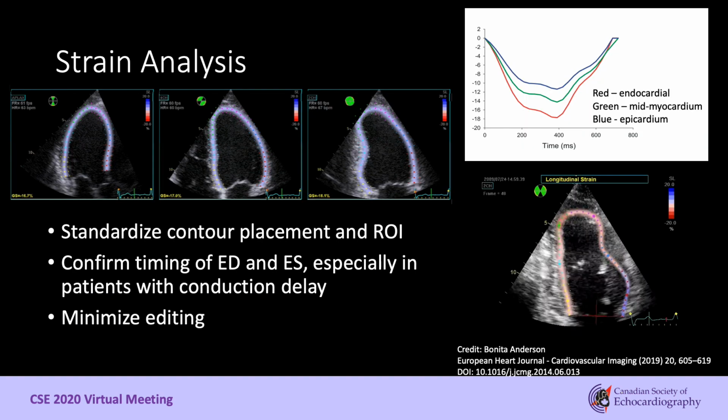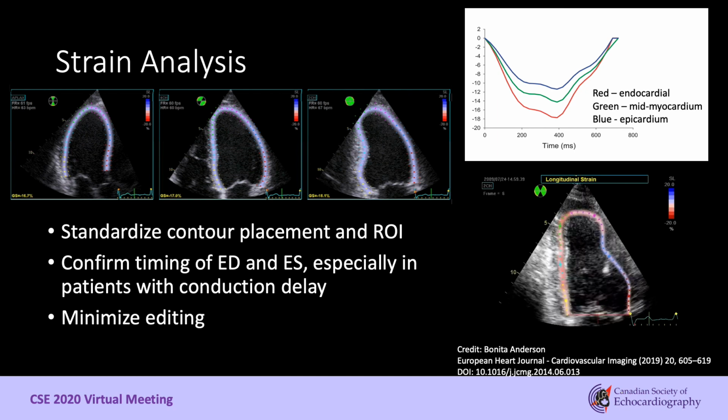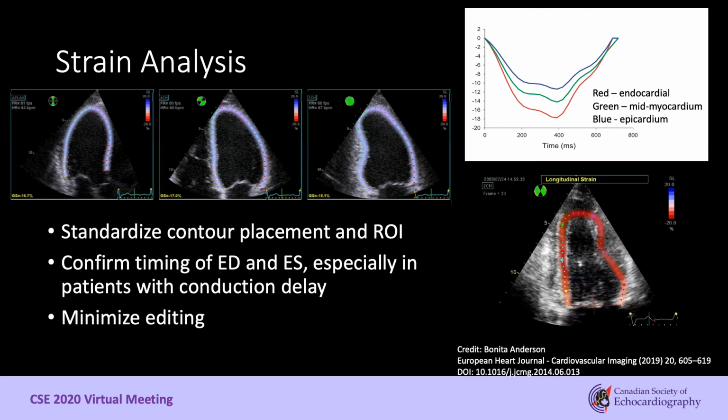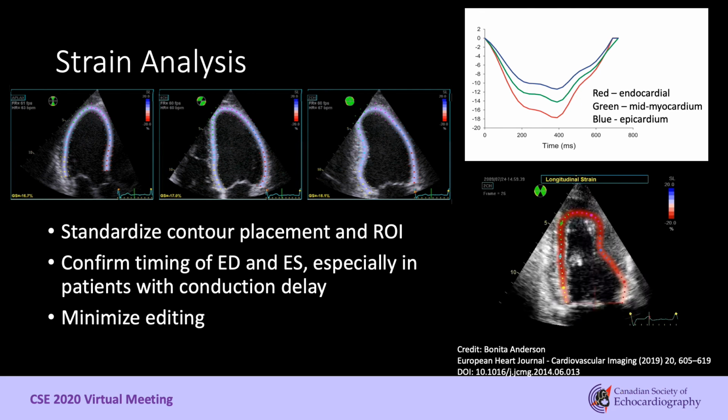Now, when you do the analysis, you actually have to standardize contour placement and region of interest if you want to make sure that you're at the mitral valve leaflet insertion points and you're not in the left atrium. For the basal points of your region of interest, you also want to make sure that you are not tracking the papillary muscle, as you can see on this movie over there. And you want to make sure your region of interest is not too thin, in which case you're getting mainly the longitudinal fibers and you'll overestimate your strain, and not too wide because then you'll underestimate it.